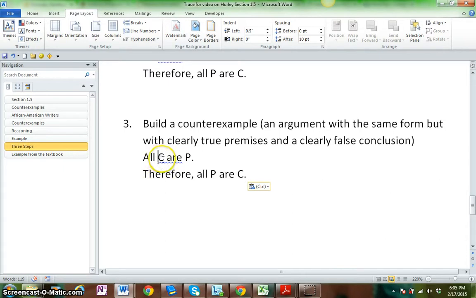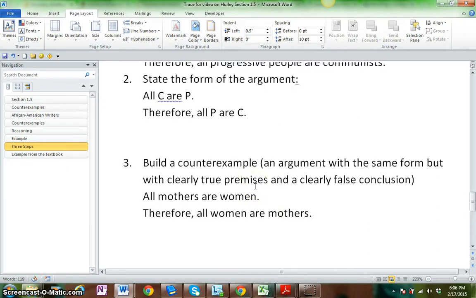For example, you might say all mothers are women. And because mothers was used as a replacement for C, you would put mothers down here, and women is a replacement for P, so you put it down here as well. And you can see that this is clearly an invalid argument. All C are P, therefore all P are C, has a counterexample. All mothers are women, therefore all women are mothers. All mothers are women is true, but all women are mothers is false.